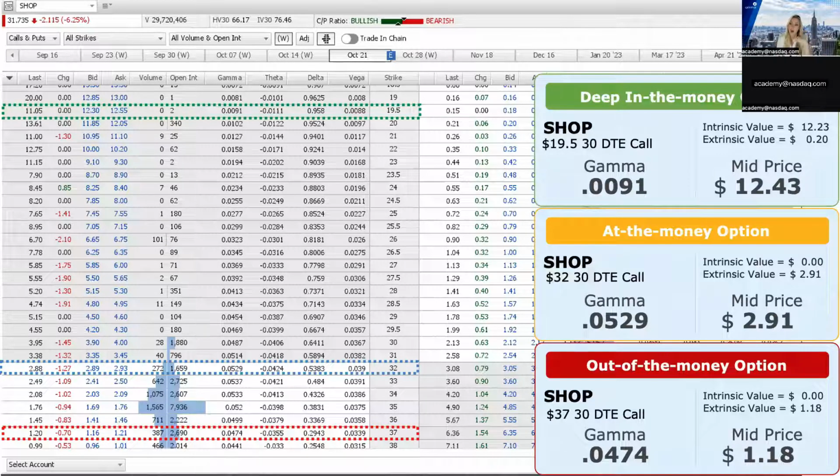And since long options benefit from a sharp directional movement, something that will tell me that sharp directional movement will benefit this option is a higher gamma. So that's how you can utilize gamma. And you'll see again that this one is centered around at the money options. And it's depicted here, of course, with the examples on the right-hand side.